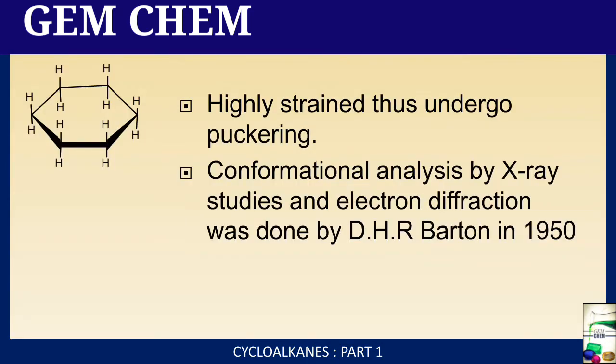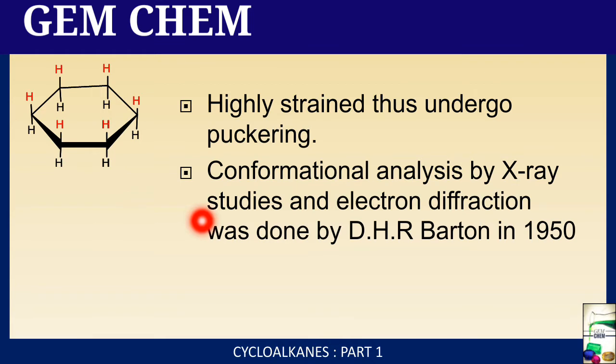Now first, if we know about cyclohexane, then we always consider a structure like this, that is a hexagonal structure. But this structure is highly strained and thus undergoes puckering. Now what do we mean by puckering? Few atoms go above the plane and few atoms come below the plane of the molecule, and this is known as puckering. Conformational analysis by X-ray studies and electron diffraction was done by D.H.R. Barton in 1950, and he confirmed the concept of puckering in the case of cyclohexane.